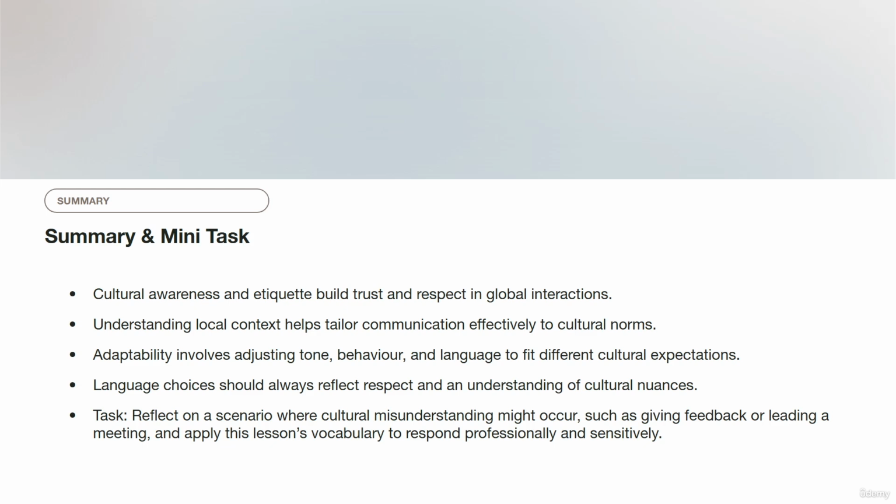Or perhaps this has happened to you in life or in work, such as giving feedback or leading a meeting. And apply this lesson's vocabulary to respond professionally and sensitively. So feedback, for example, in some cultures, feedback would be very direct, and that directness would be appreciated. But in other cultures, that directness might be considered aggressive or offensive or inappropriate. So think about it. Think about when this could occur or when it has in fact occurred to you.